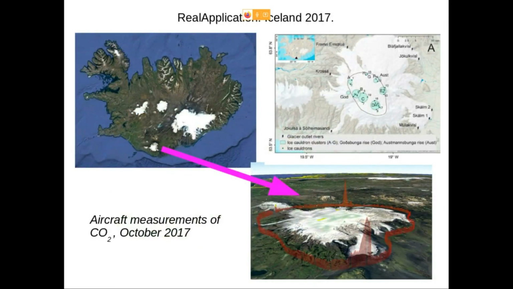So moving on to a real application from more recent times, in one of the NCAS research flights that were flying around Iceland, it was noticed by chance at first, but there were very, very large spikes in measurements of carbon dioxide over the Katla Glacier, which is shown here.